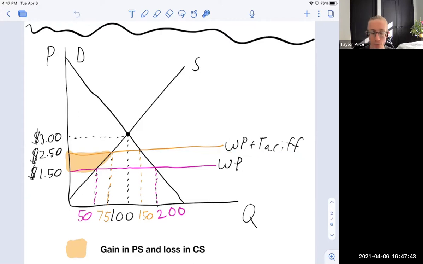And so note that moving from the world price to world price plus tariff, the producer is gaining this chunk of consumer surplus. So producers really like that because they're gaining surplus. Consumers don't like it because they're losing surplus.